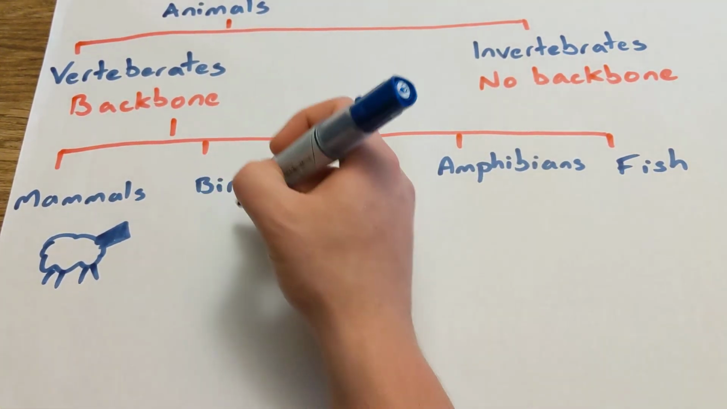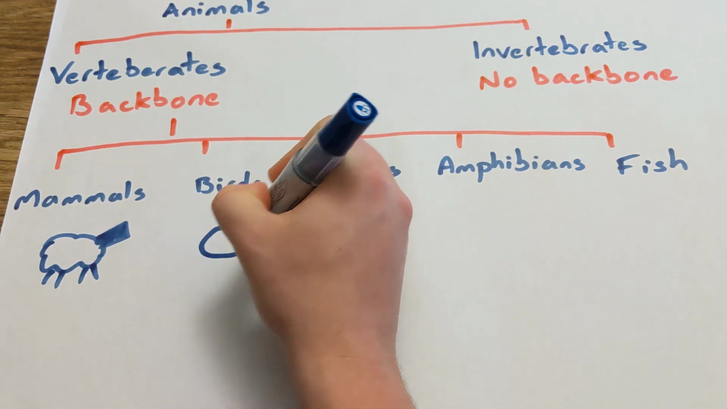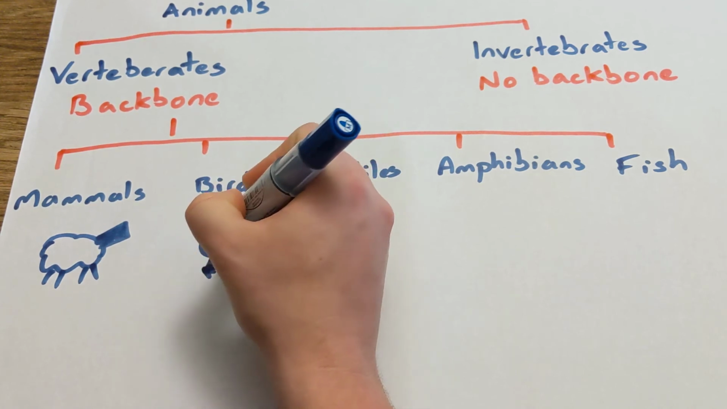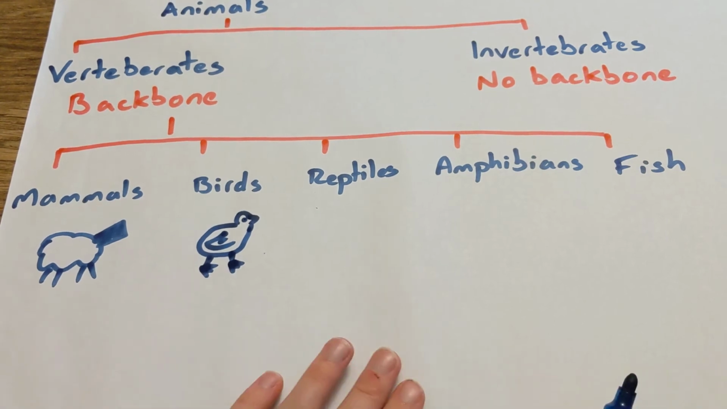Let's have a look at trying to draw a bird. Oh, this is even worse than my sheep. I'm sorry, guys. That was supposed to be a bird. I don't know what type of bird.